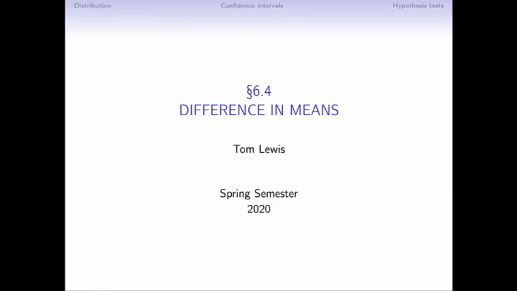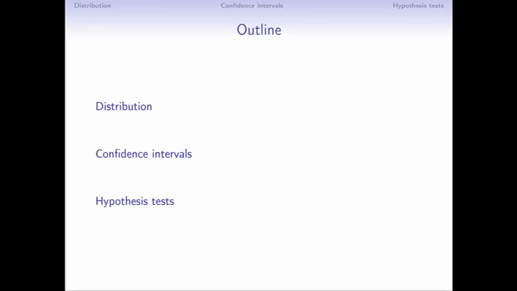Welcome back. Today we're going to talk about section 6.4, the difference in means. And there are really three parts to this section. We're going to have to do a little bit of work on what the underlying distribution is for the difference in the sample means. That'll be the first part. Then we're going to show how to take the theory and develop confidence intervals. And then we're going to show how to take the theory and conduct hypothesis tests.